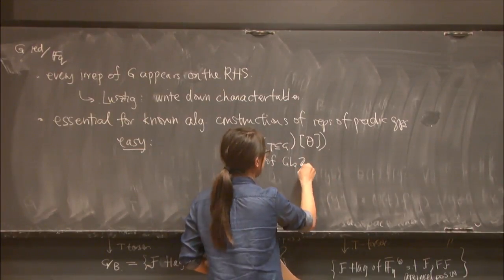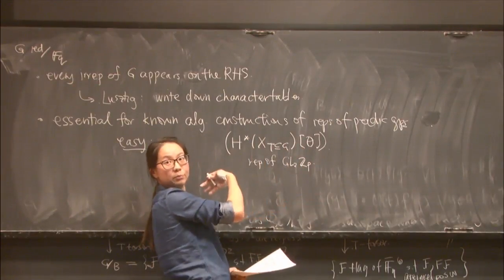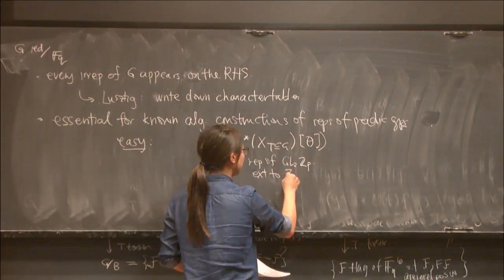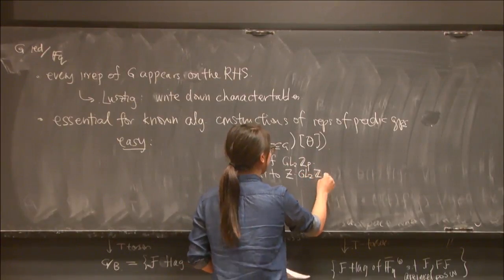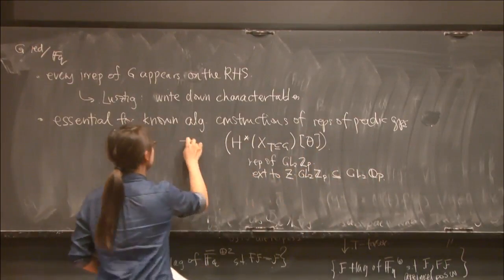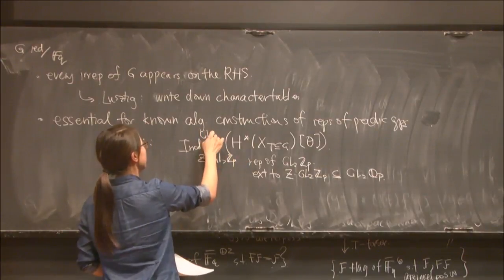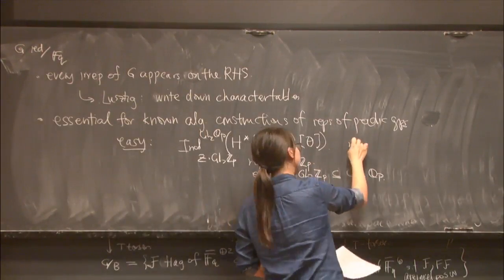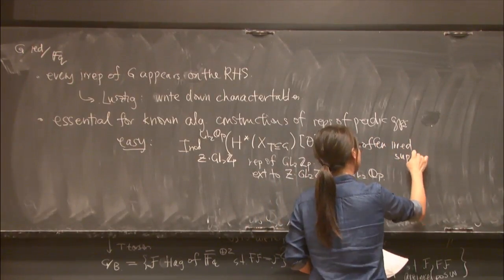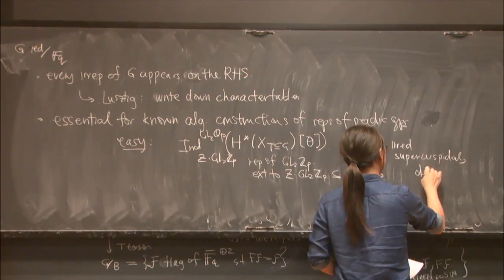Say I take the situation for GL2, and I can upgrade this thing to a representation of GL2 ZP just by pulling back along the natural surjection, and then extend to a representation by the center inside GL2 QP, and the resulting induced representation from GL2 ZP to GL2 QP is often an irreducible supercuspidal representation of depth 0.